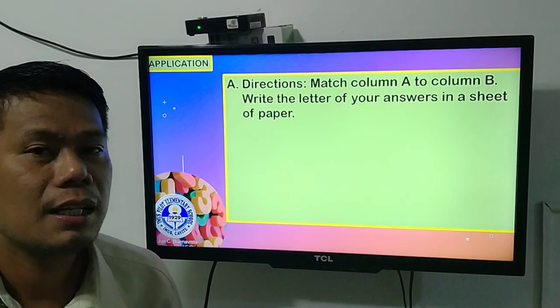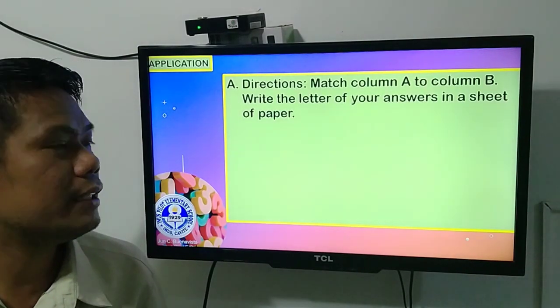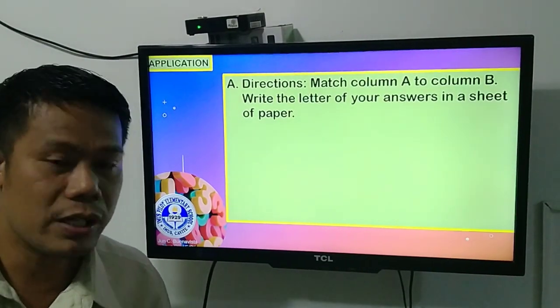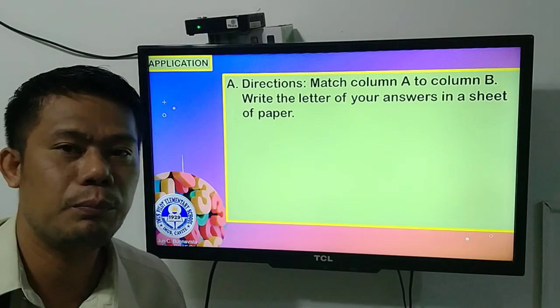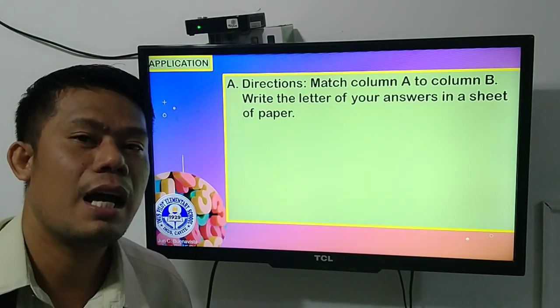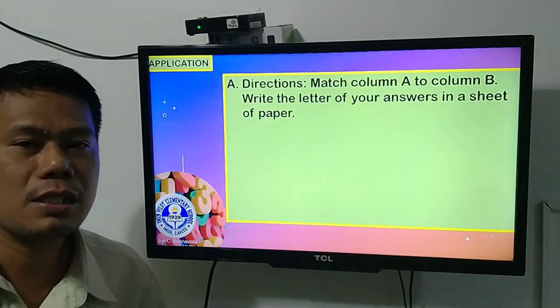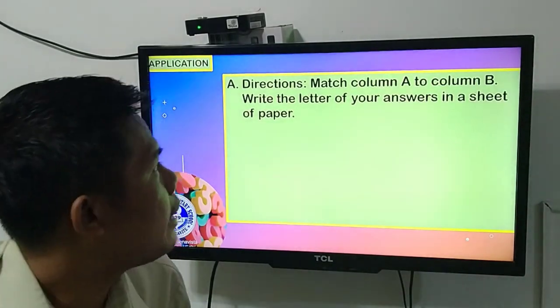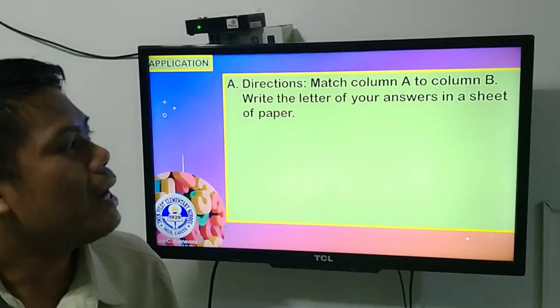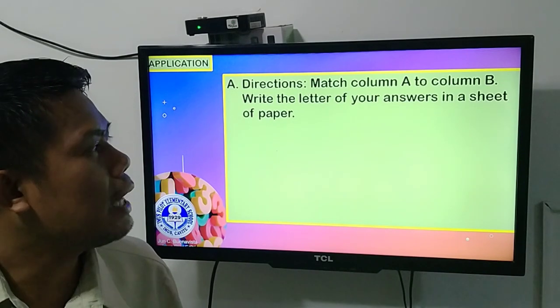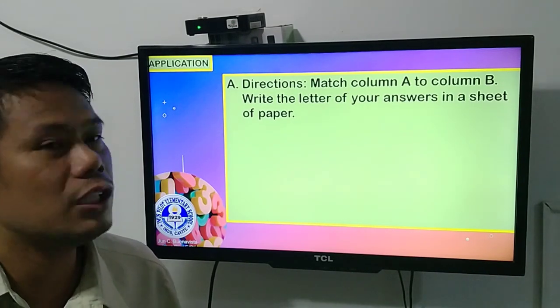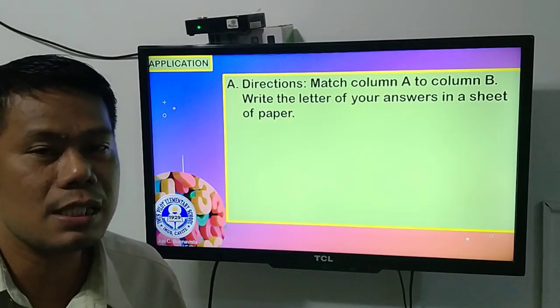Application class. This is the answer in these questions. You're going to take a photo and upload it to your Google Classroom in your folder. Okay, so directions. Match column A to column B. Write the letter of your answers on a sheet of paper or in your notebook.